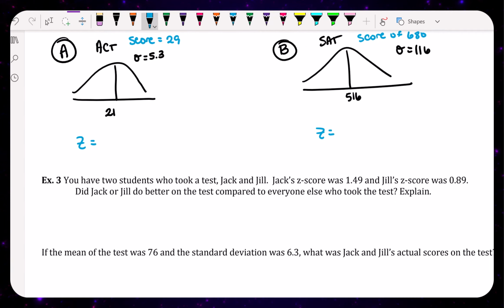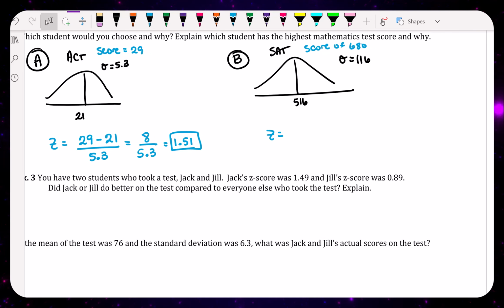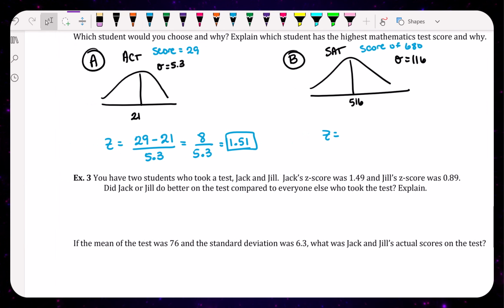So we're going to take our value of 29 and subtract the mean, which is 21, and divide by the standard deviation. So follow it very closely to your formula. The top part is the distance. So there's 8 points to the mean. And now when you divide, that's going to tell you how many standard deviations away it is. So on your calculator, we're going to do 8 divided by 5.3. And we get about 1.51. Typically, z-scores are 2 decimal places. On the SAT, this person had a score of 680.